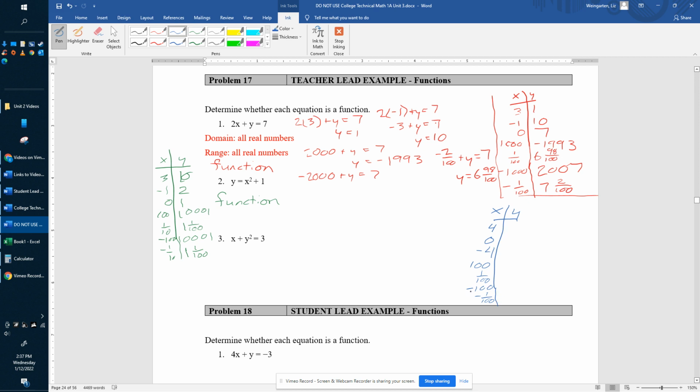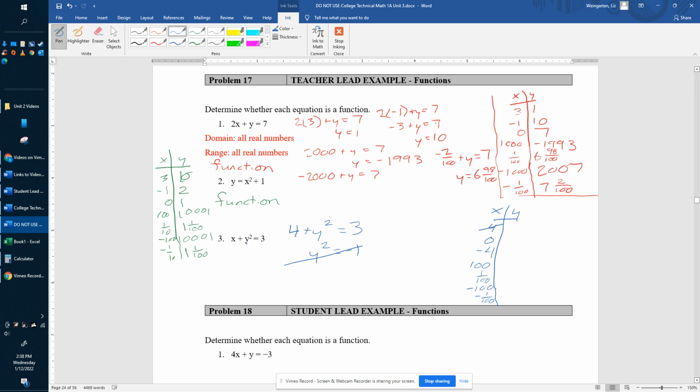So let's stick 4 in for x. 4 plus y squared equals 3. Subtract 4 from both sides. Y squared equals negative 1. Well, this is not a valid item to have in our domain, which is fine. It just limits our domain because we can't take the square root of a negative. That is an imaginary number. Still could be a function. It just means that that number isn't in our domain.